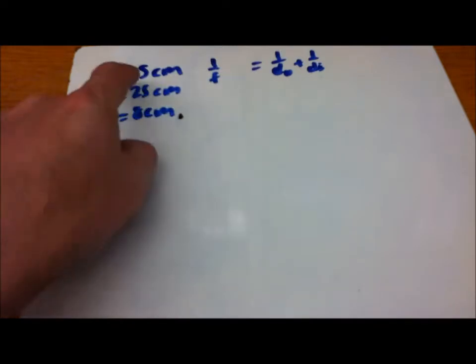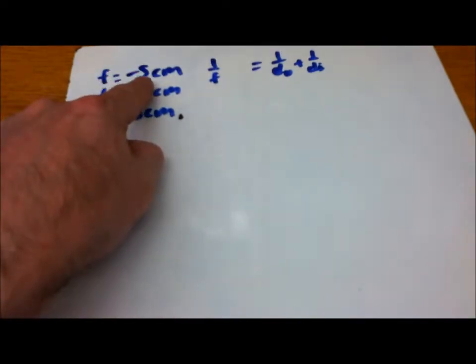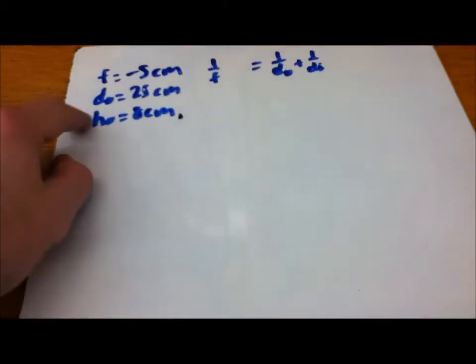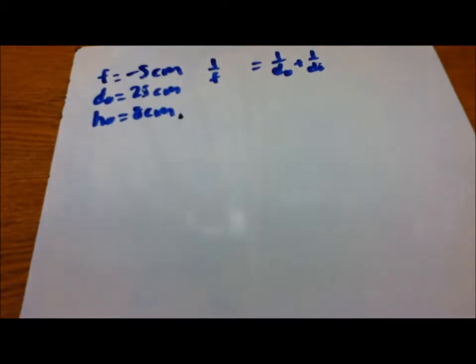So we've got a negative value listed here for the focal point because we're dealing with a diverging lens, and they always have a negative value for their focal point or focal length, and we're given DO and HO in the equation in the question as well.